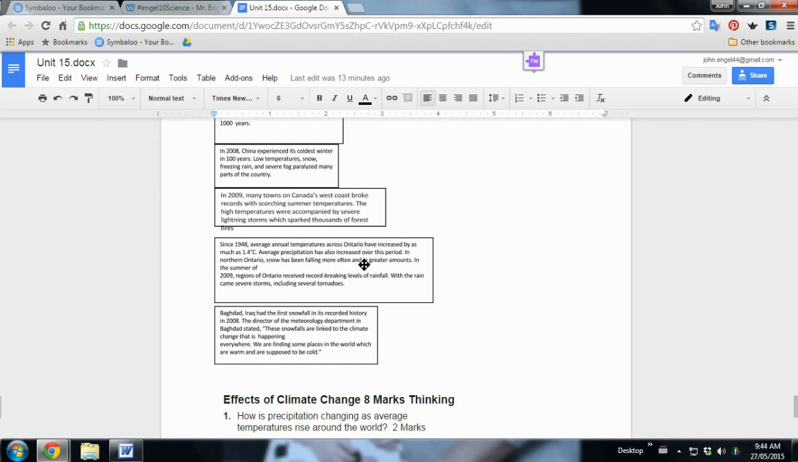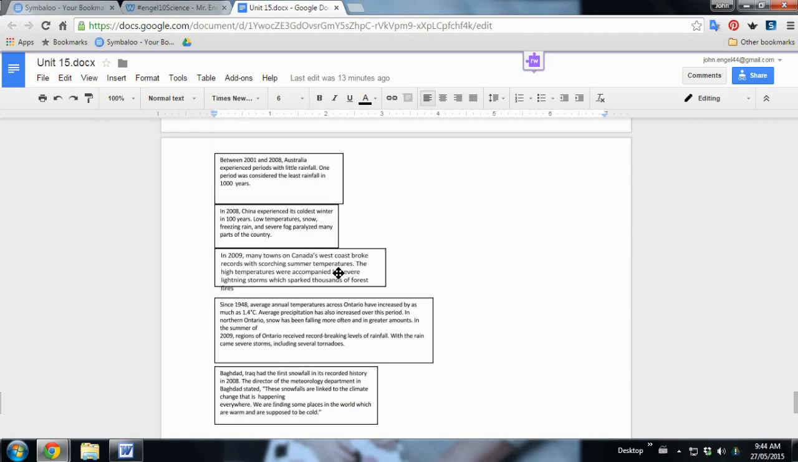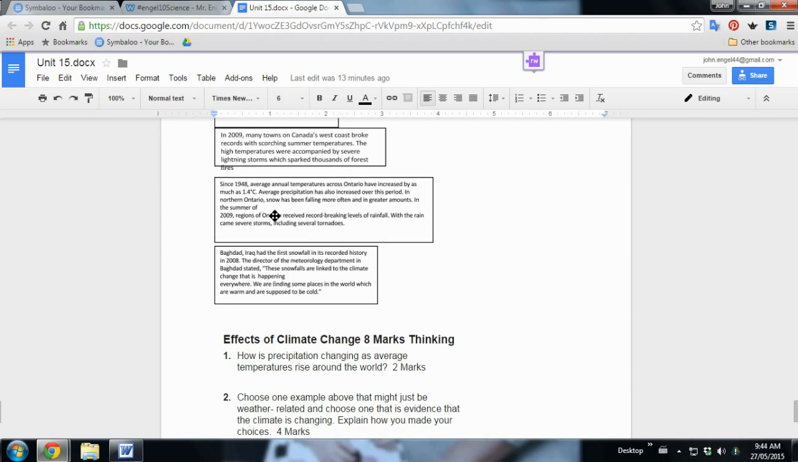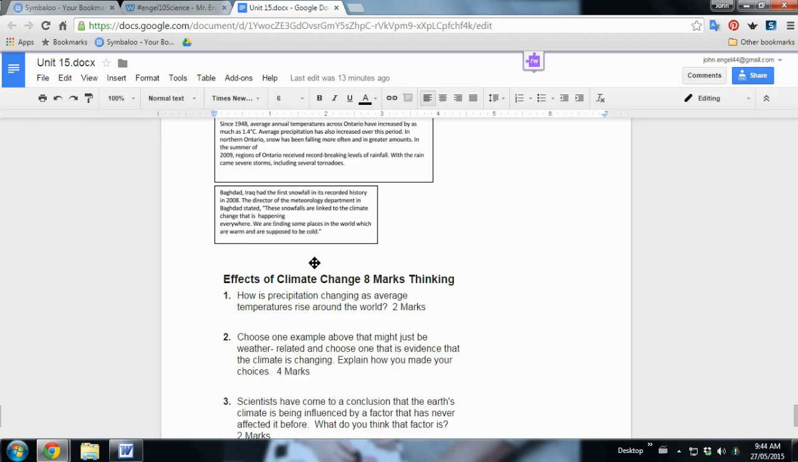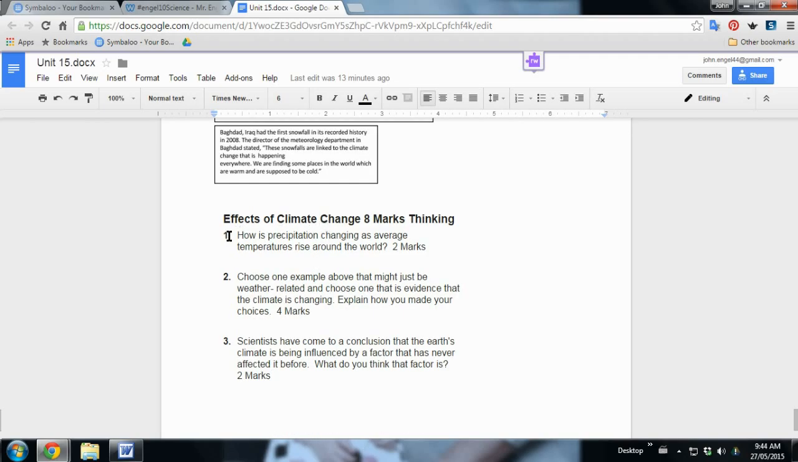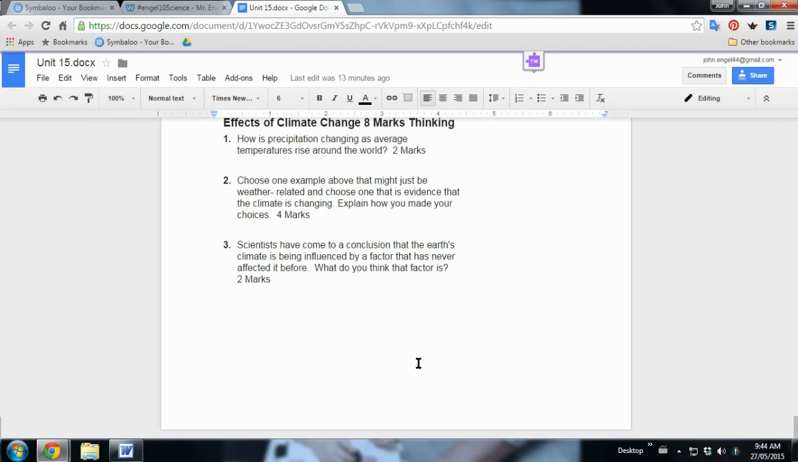This is some really freaky stuff that's happened over the last couple of years that hasn't happened before. So it's going to be neat to see what these effects of climate change are causing. And then there are 3 quick questions on the effects of climate change. And after that, you're done with the unit.